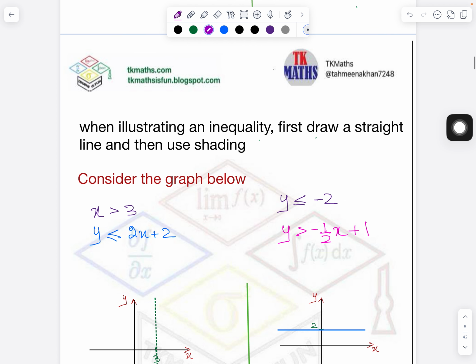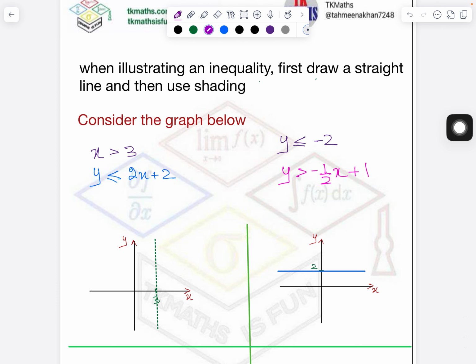So what we have learned here: when these lines are given to you and the question says shade it, the convention is to shade the opposite side. For example, if it is x greater than 3, which side will I shade? My required region is the right hand side, right? But I will shade the left side. Why will I do that? When I tell you the next example in which there are 4 or 5 inequalities and we have to combine all of them to show the shaded region, this becomes helpful. So always take the region opposite to the required one for shading.